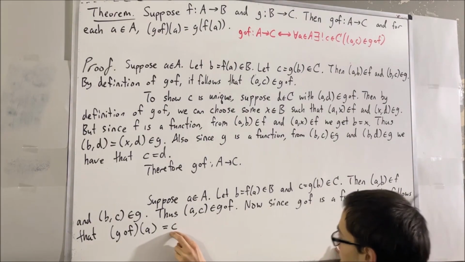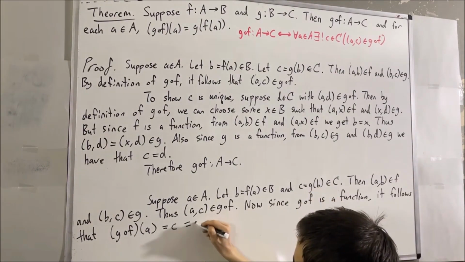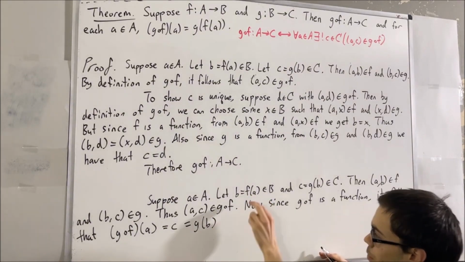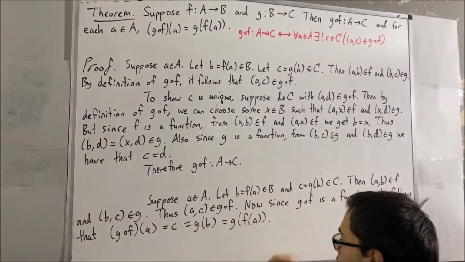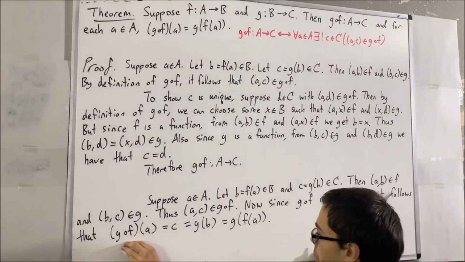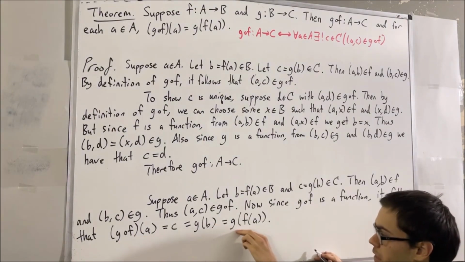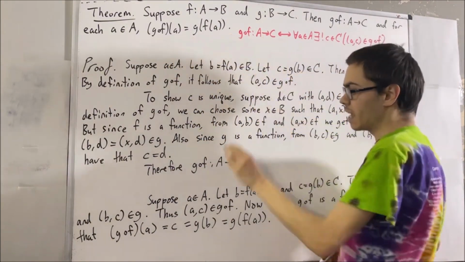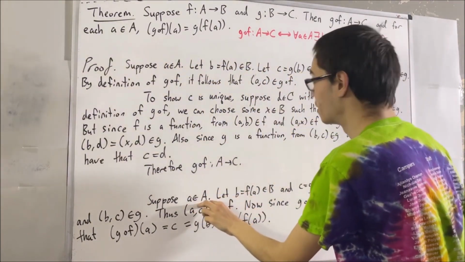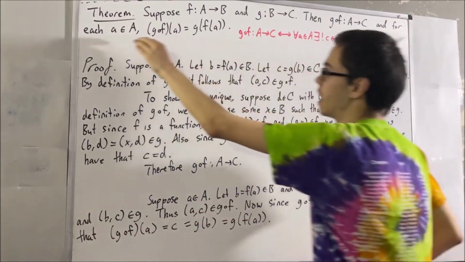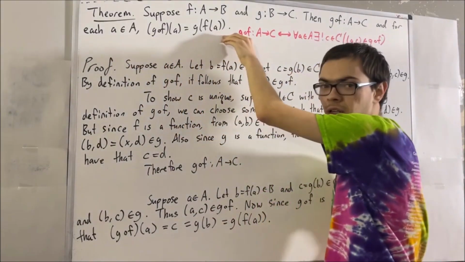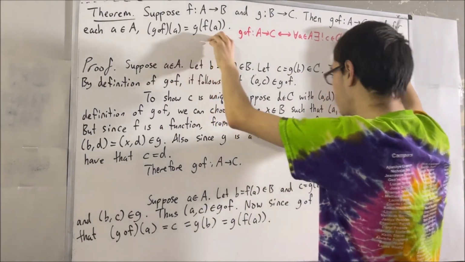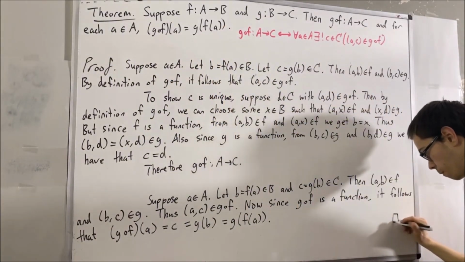And we know that c is equal to g of b. But b is equal to f of a, so we can replace b with f of a. So now we have that g compose f of a is equal to g of f of a, which is exactly what we wanted to prove. And since a was an arbitrary element of A, this means for every element a in A, this is true. So we have proven both parts to the theorem. So this completes the proof.